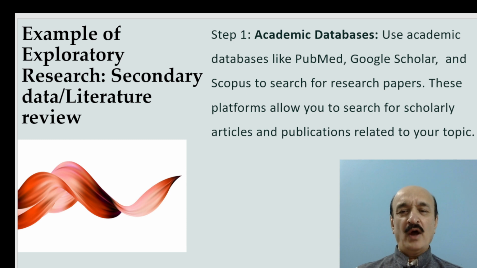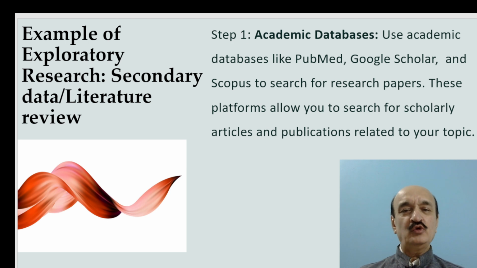So, step one is basically to go through the various databases that are available and that will be applicable to our specific research study. For example, databases like PubMed, Google Scholar, Scopus, etc. All these can be extremely useful to us. These platforms allow us to search for scholarly articles and publications related to your topic.